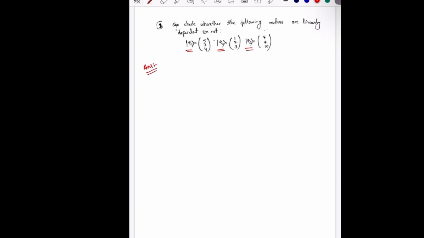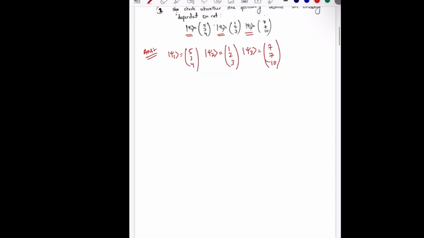You can see the vectors are represented in terms of column vectors. Psi1 is 5, 3, 4. Let me write the vectors. It is 5, 3, 4, and the next vector is 1, 2, 3, and the next one is 7, 7, 10. And it is asking whether psi1, psi2, and psi3 are linearly dependent.